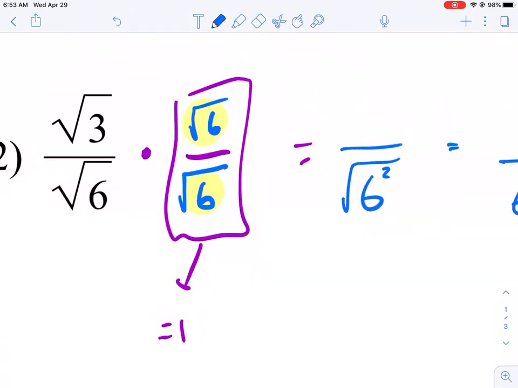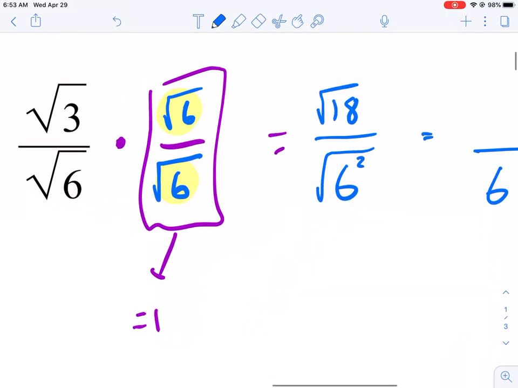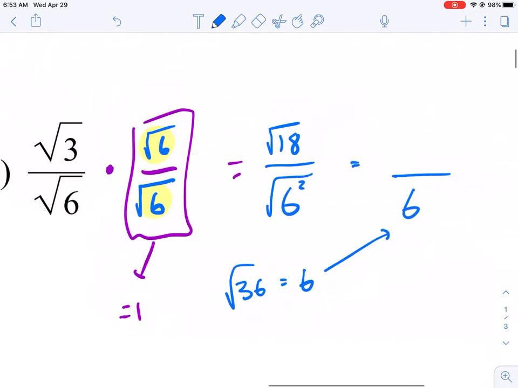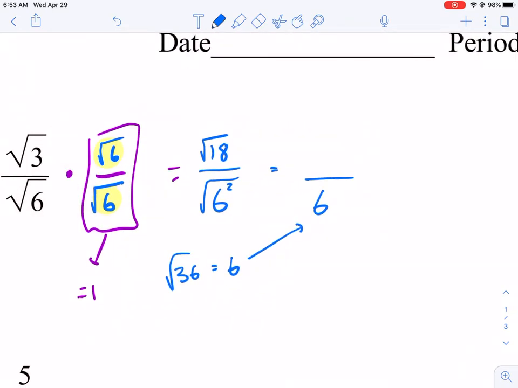But what you multiply to the bottom, you have to do to the top. So in the top, we are going to get the square root of 18. We already said in the bottom we're going to get the square root of 6 squared, which, in case you didn't know, is the square root of 36, which is equal to 6. So we get 6 in the bottom there. In the top, we have the square root of 18. Now, we need to simplify the square root of 18.